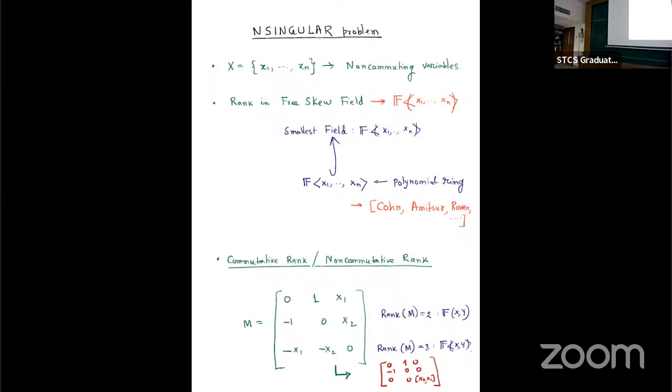So these variables are non-commuting. And the question I ask is the same. I'll give you again a matrix T whose entries will be linear forms over x1 to xn. And I ask you the same question: is it singular? Or more generally, can you compute the rank?